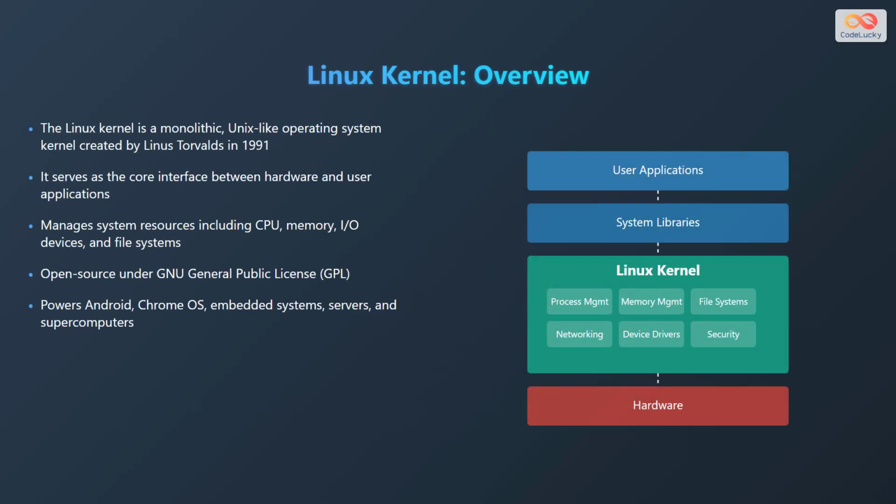The Linux kernel is a monolithic, Unix-like operating system kernel that was created by Linus Torvalds in 1991. It serves as the core interface between hardware and user applications. It also manages system resources, including the central processing unit, memory, input-output devices, and file systems. The Linux kernel is open source, operating under the GNU General Public License, often abbreviated as GPL. It powers Android, Chrome operating system, embedded systems, servers, and supercomputers.